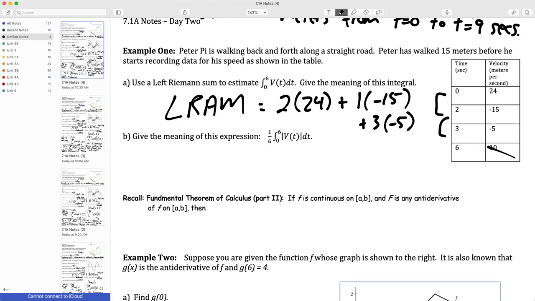Okay, but the second part says give the meaning of this integral. And as you will remember, if you were listening to me during the notes yesterday, we need 3 things when we're explaining the meaning. It is the noun, the units, and the time.